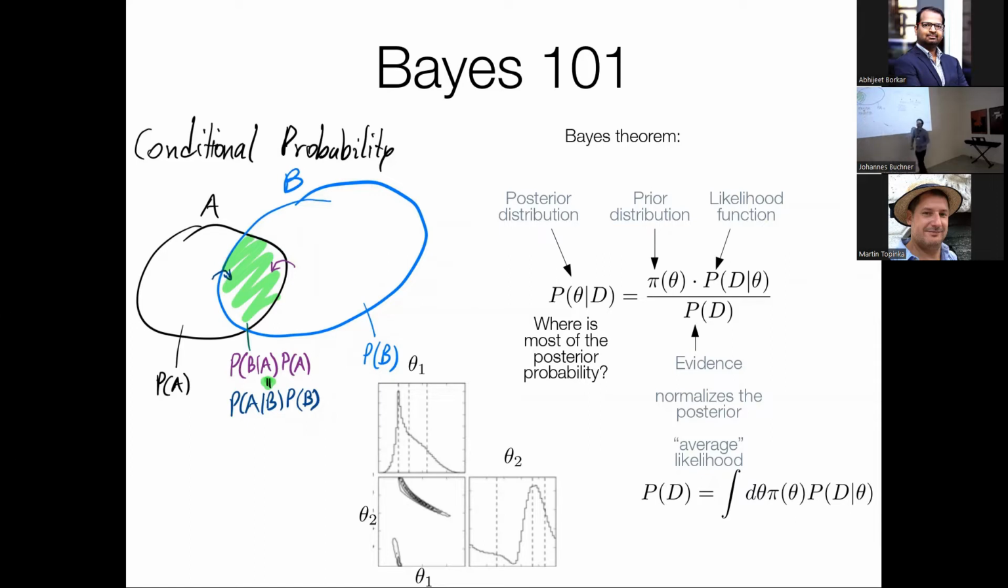You rearrange them a bit, and now you interpret A and B in terms of data and parameters. And then you're at Bayes' theorem. That's what's written here. On the left is what we're actually interested in, this probability distribution over the parameter space given our data. On the top right, you have the likelihood function. This is something we have.